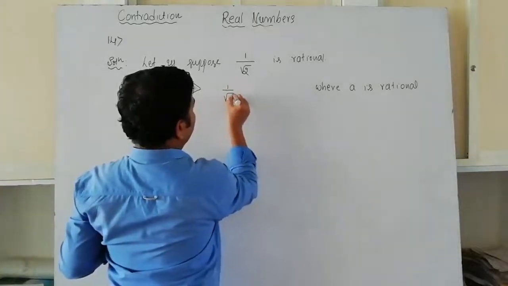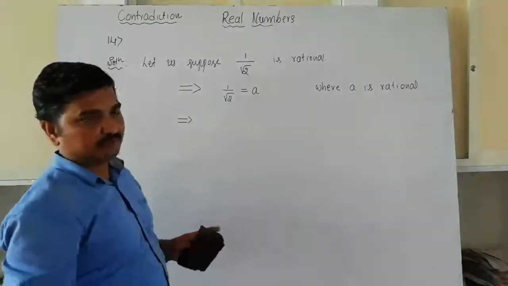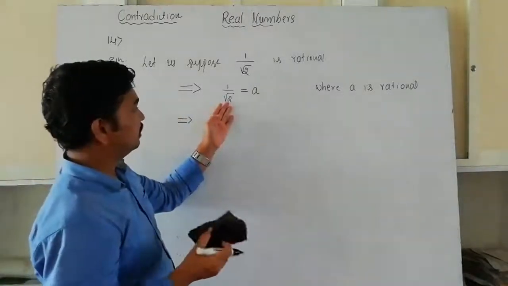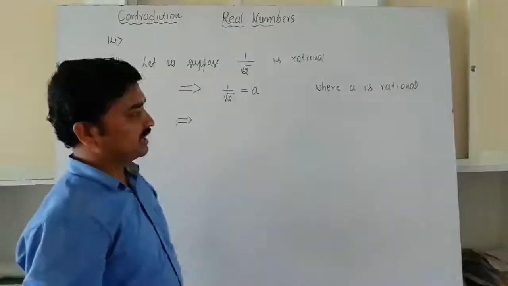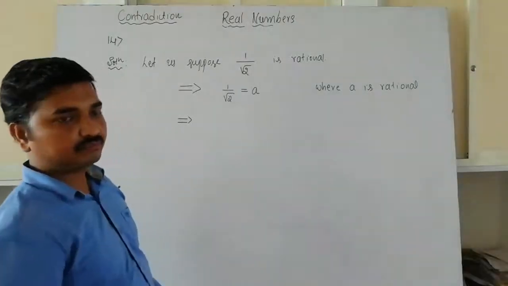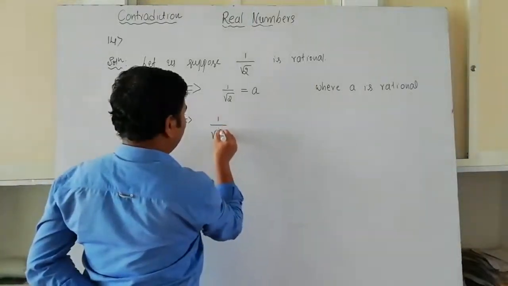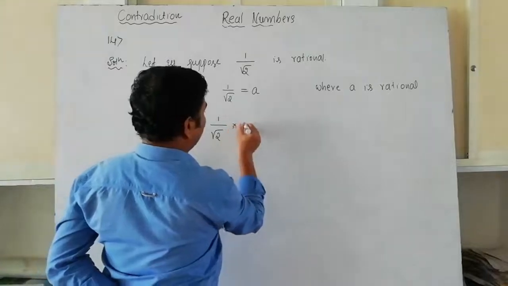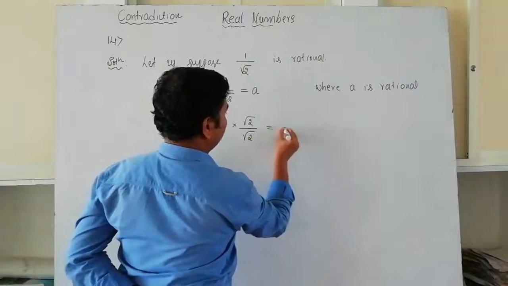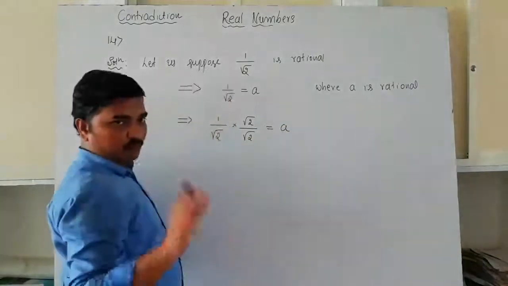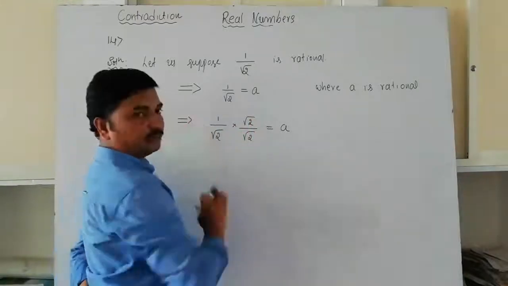1 by root 2 is equal to a. Okay, so same step. Write down the given irrational number, which is to be proved irrational, is equal to a, where a is a rational number, like that. So now I am going to do like this. 1 by root 2 into root 2 divided by root 2 is equal to a, meaning I am going to multiply and divide by root 2 in the left hand side only.